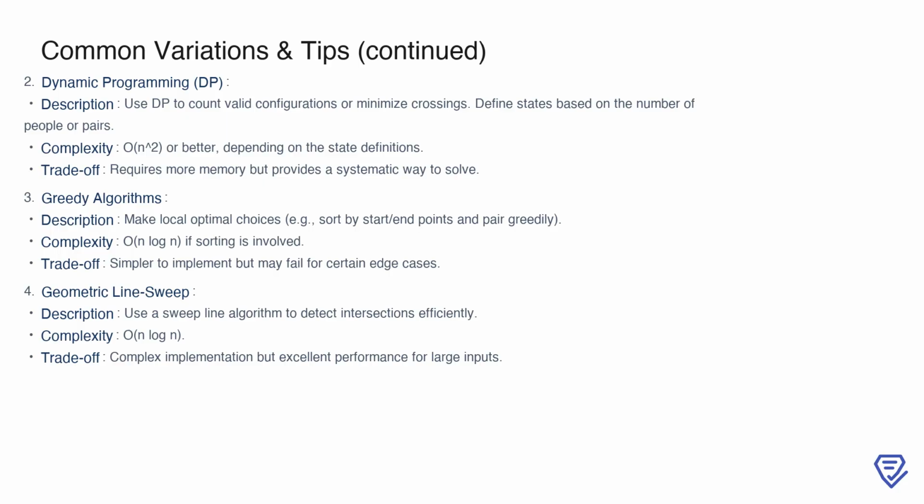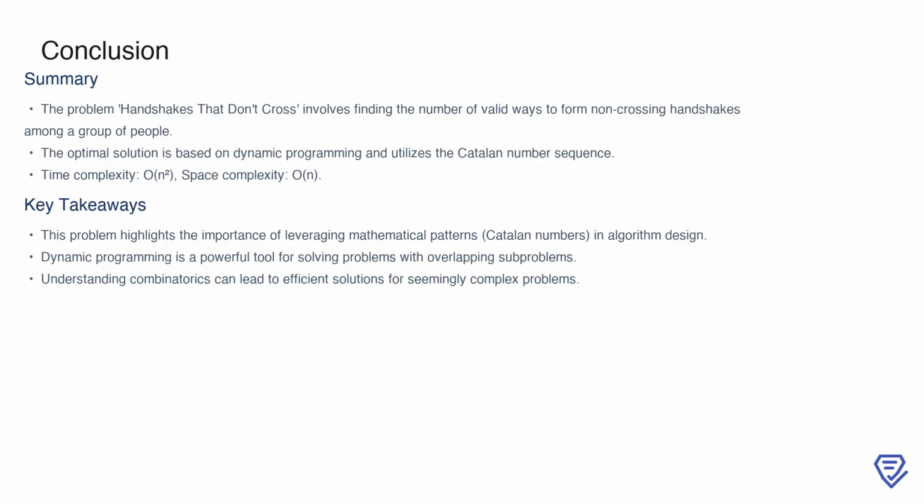By sweeping through the handshakes and detecting intersections, you can achieve a time complexity of n log n. However, the implementation is more complex, making it less approachable for beginners. Each of these approaches has its own strengths and weaknesses, so choose based on the specific requirements and constraints of the problem. Great work! To wrap up, we've learned how dynamic programming and combinatorics come together to solve the handshakes that don't cross problem efficiently. Remember the role of Catalan numbers here, they're key to cracking similar problems.